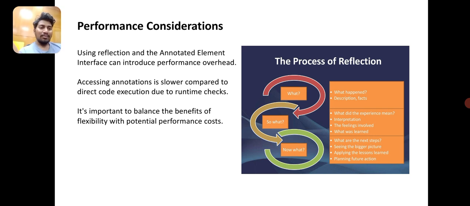Here is the diagram that represents the process of reflection. What, so what, now what. What happened: description, facts. What did the experience mean: interpretation, the feelings involved. What was learned, and what are the next steps: seeing the bigger picture, applying the lessons learned, and planning future action. This figure represents the process of reflection.